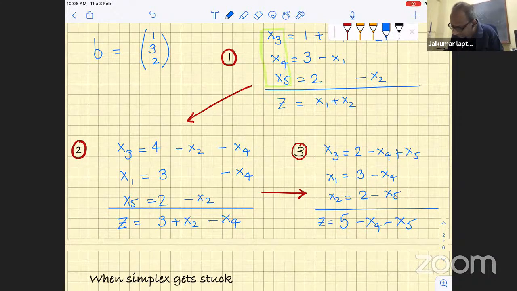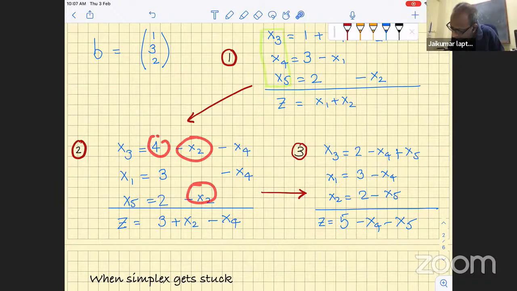So I have substituted for x2 the value 2 minus x5. So this became, yeah. Or I could say that I have subtracted the last equation from this equation. As a result, this x2 goes away.